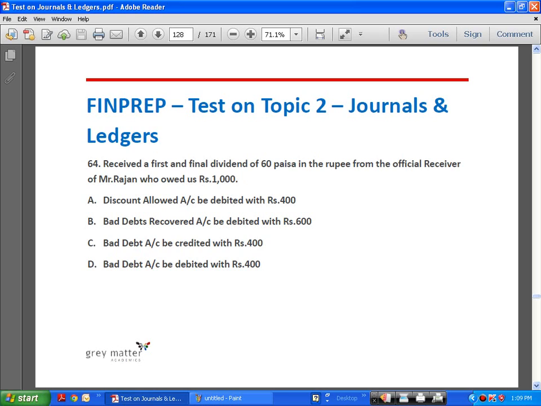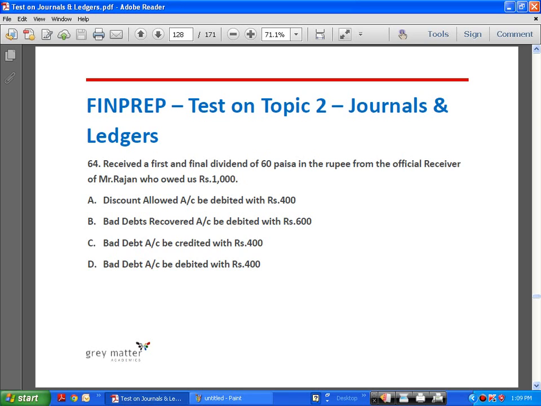So Mr. Rajan owes the business 1000 rupees. He has become insolvent, bankrupt. Hence an official receiver has been appointed to settle all his creditors and all his dues. In that process, the business has received 60 paisa in the rupee, which means it has received 60% of 1000 rupees. So the entry is: cash of 600 rupees has been received.